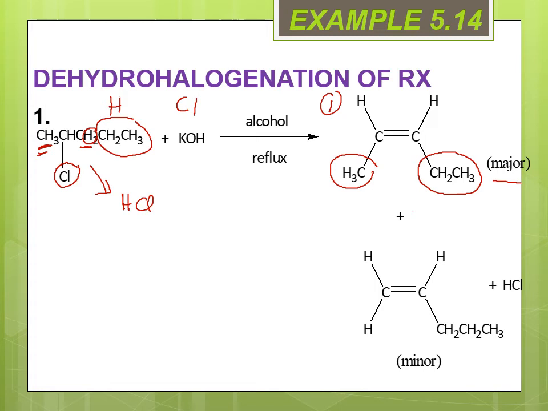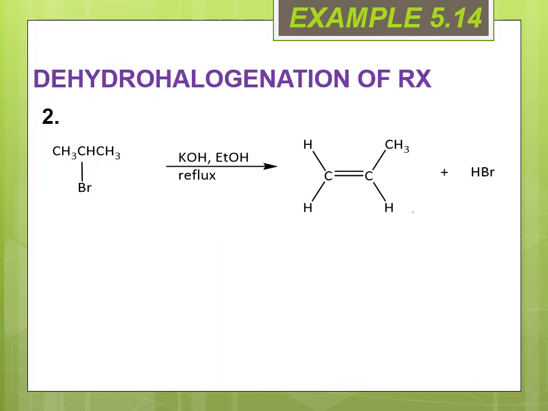This is R1 and this is R2. Let's look at the second structure whereby the double bond is formed between carbon number 1 and carbon number 2, because chlorine will take away the hydrogen from carbon number 1. So what happens here is that there would be only one alkyl group in this minor product.